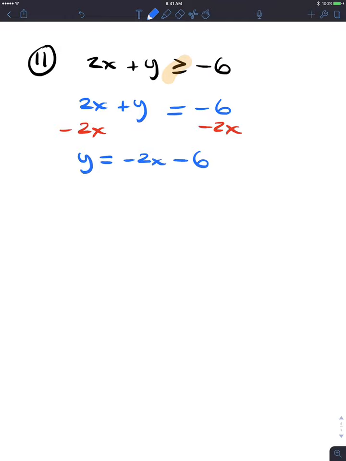Now here, if we take a closer look, our m value is negative 2, our b value is negative 6. So my slope here is negative 2 over 1, and my y-intercept is negative 6. I'm going to have to graph this.